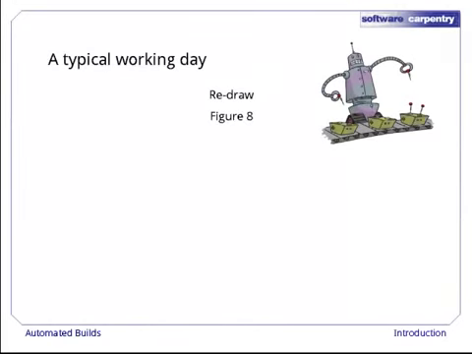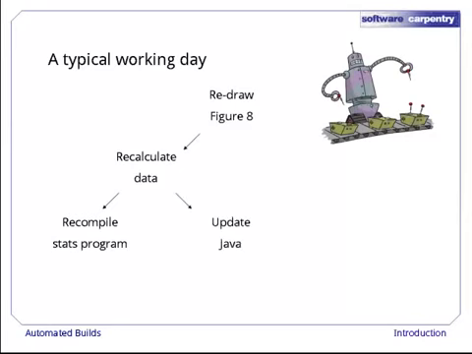The first thing it wants to do when it sits down in the morning is redraw figure 8 for the paper it's writing. In order to do that, it needs to recalculate the data, since it has some new numbers from a colleague back home. In order to do that, it needs to recompile its statistics program because it found and fixed a bug yesterday afternoon. Oh, and it needs to update the version of Java installed on the machine it's using. It has the right one on its laptop, but not on the machine it's using in the lab.